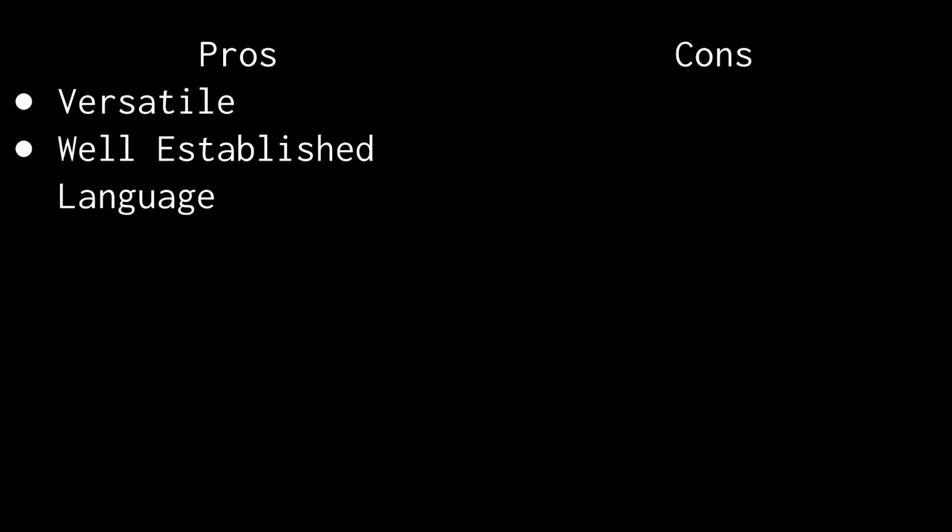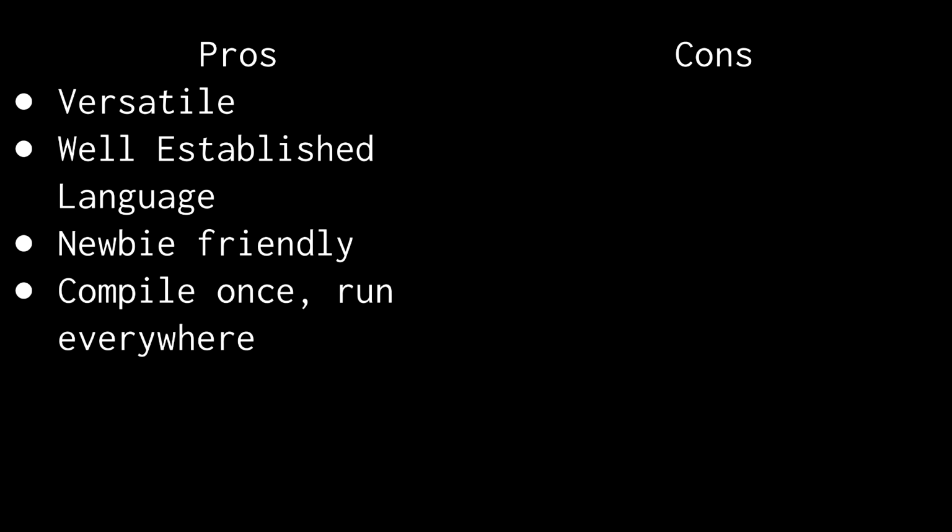So how about some pros and cons then? Our first pro is that it's versatile. There are so many different applications for this programming language that there's really nothing it can't do. Next, it's also a well-established language. Java has been around for a bit and has a large community developing with it and has been able to push the language's boundaries. And it also helps newcomers as well, which leads to the third pro of it's newbie friendly. Lastly, you can't beat the compile once, run everywhere. Because of the JVM, Java can be run on so many different devices, operating systems, and Internet of Things that it's just hard to beat.